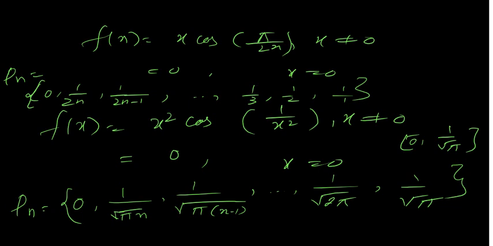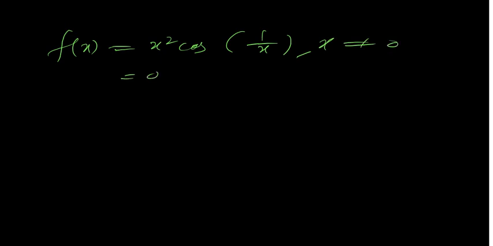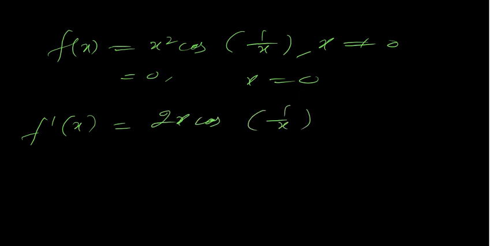Okay, so this is it, and similarly, one more exercise is here. Let f of x equal x square cos of 1 by x if x is not equal to 0, and equal to 0 if x equal to 0. It's a differentiable function. Here we will look at its derivative. If its derivative is bounded, then it's of bounded variation. The interval is 0 to 1, and we have to check it over this interval.